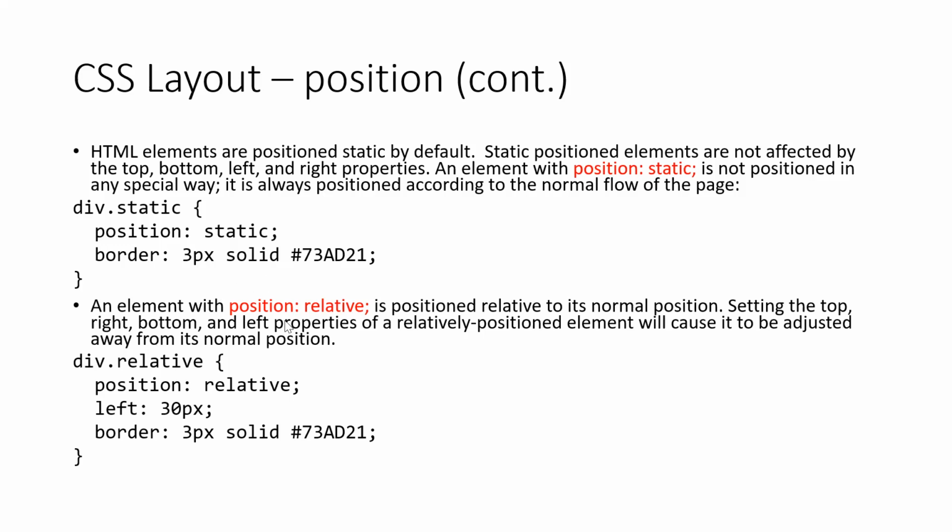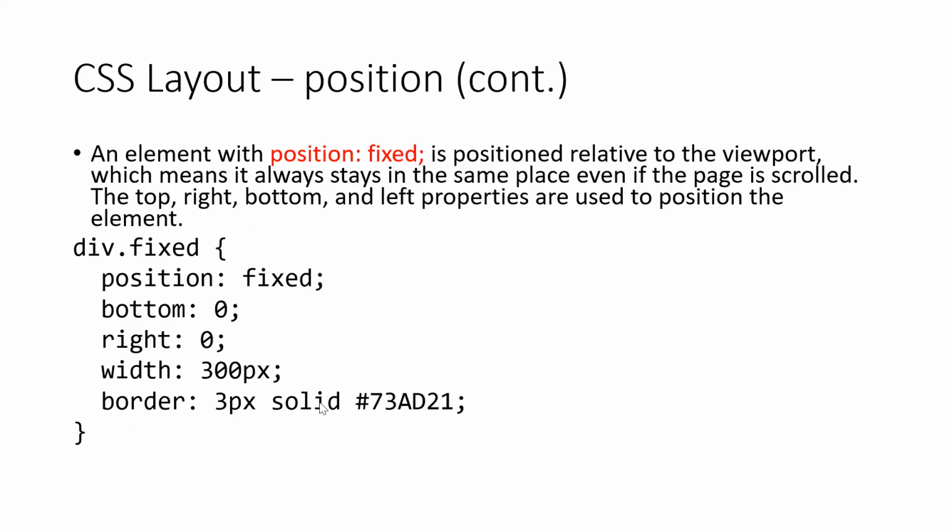And then an element with relative is positioned relative to its normal position. That means top, bottom, and left properties affect it, so you can use them depending on how exactly you want to do it. So we can say position relative, and then left you specify as 30 pixels, and there will be a border.